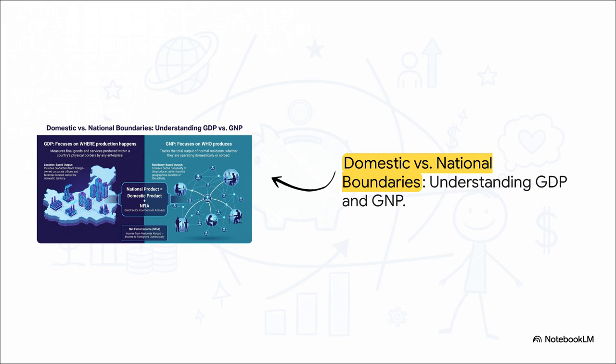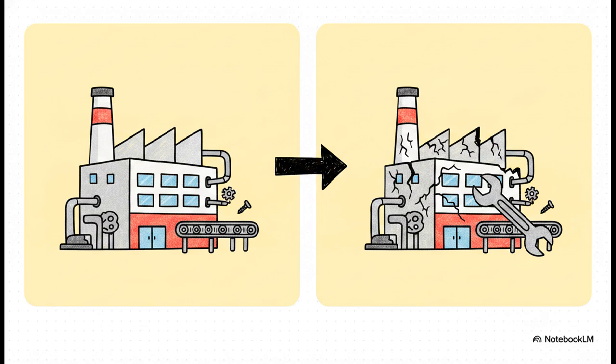NFIA is literally just the math of taking the income your country's residents earned abroad and subtracting the income that foreigners earned inside your borders. If you take your strictly geographical domestic product and add that NFIA bridge, boom, you arrive exactly at your national product. All right, the second lens economists use is all about the physical reality of equipment.